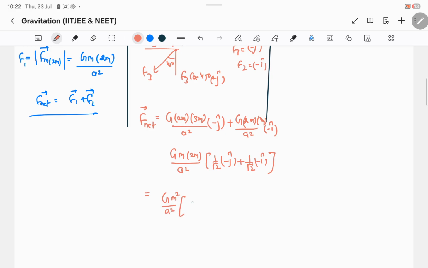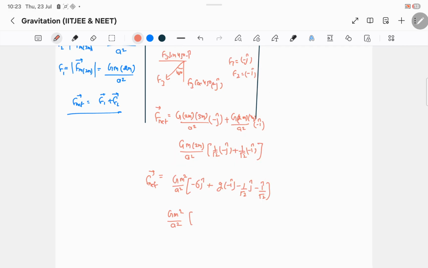So what is left here? Minus 6 j cap. In the second equation it will be 2 minus i cap. Here it will be, I will remove this plus sign, minus 1 by root 2 j cap minus 1 by root 2 i cap. So you can solve this. This will be your F net. You can find the resultant also. Let me solve it for you.